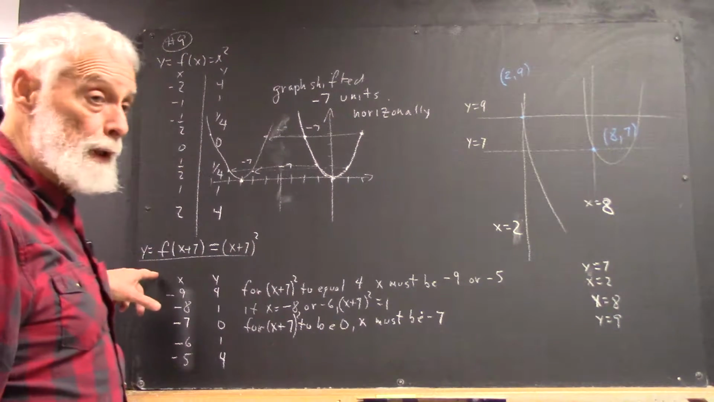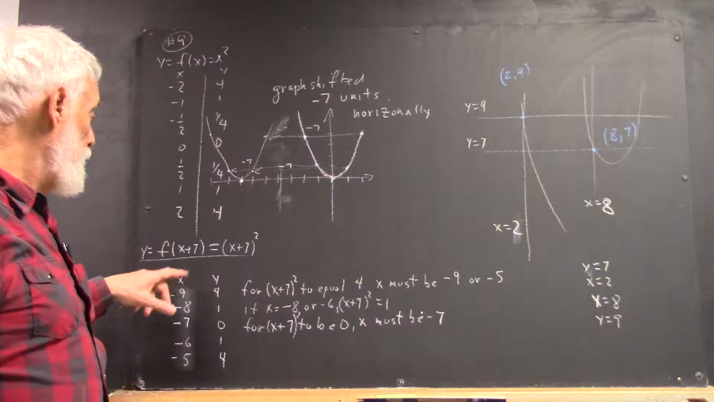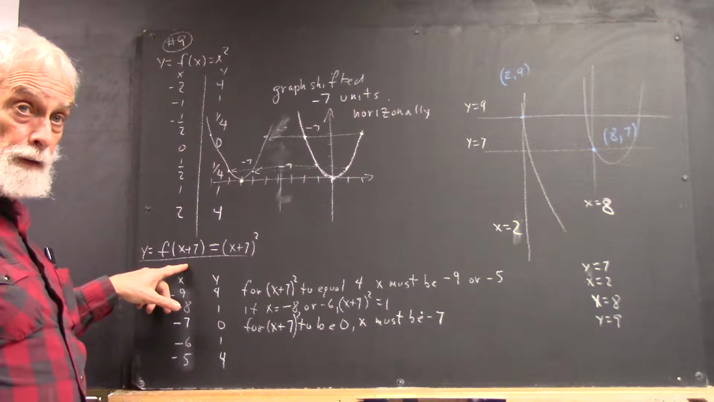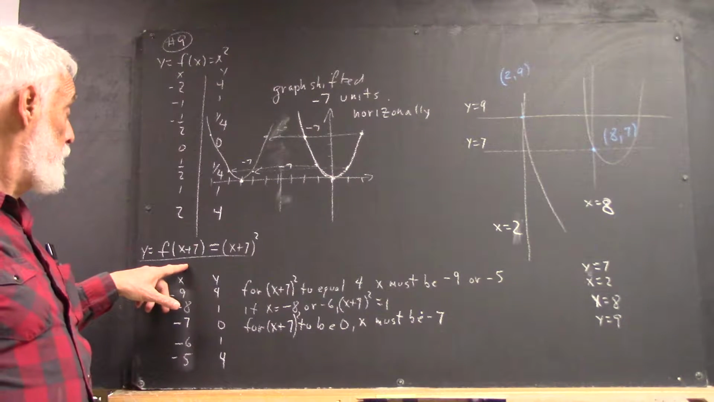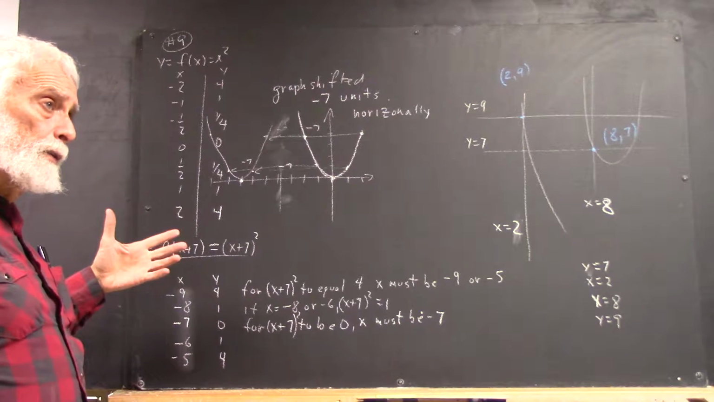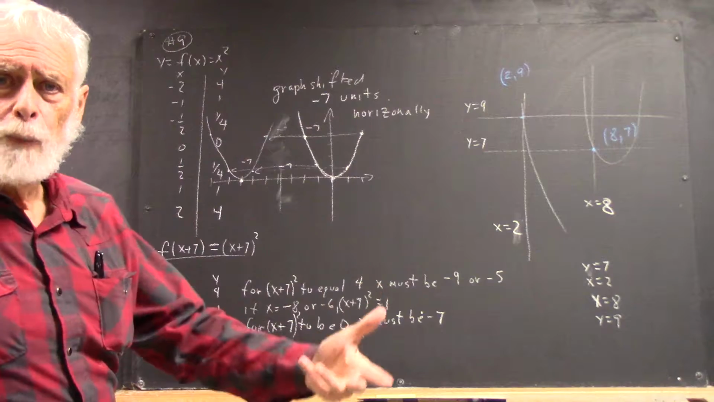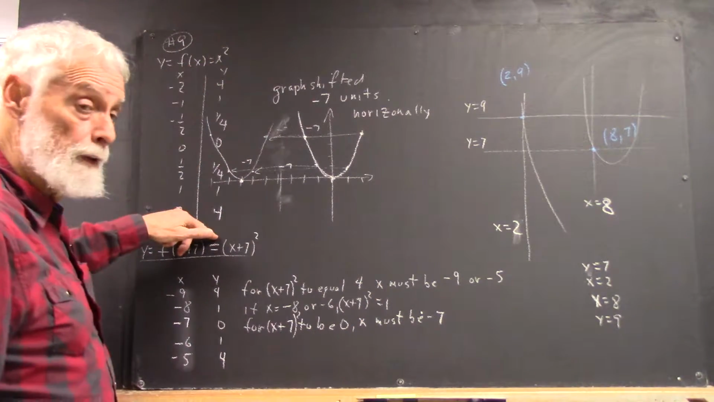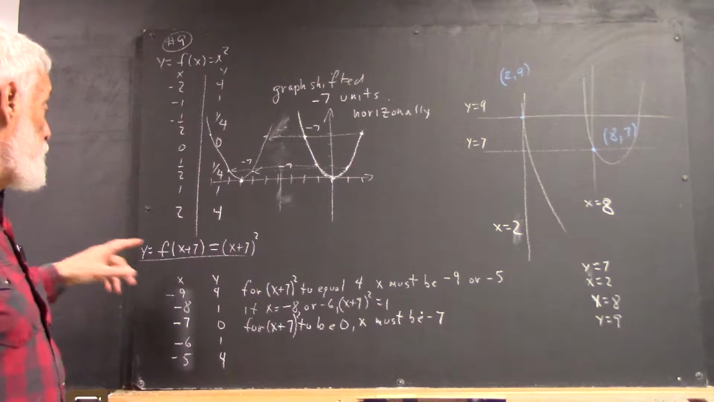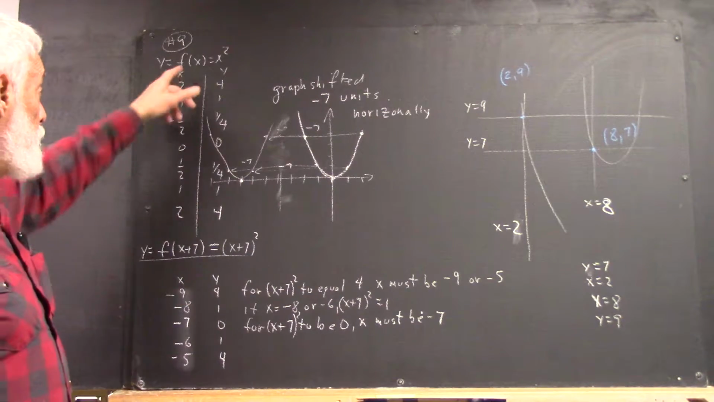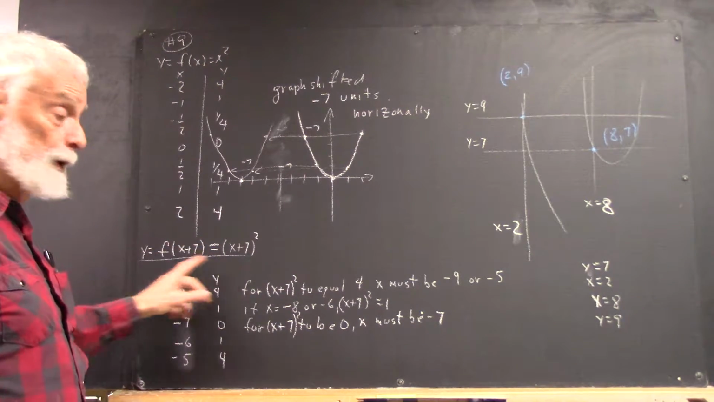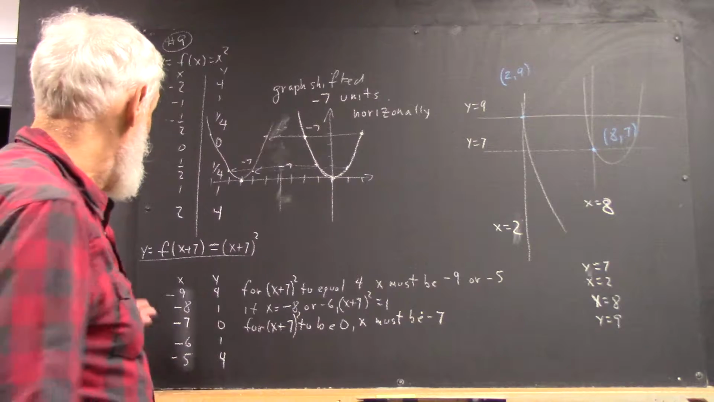Okay, then we make the table for y equals f of x plus 7, with this restriction that we're going to need to manipulate our x values so we get the same y values that we got here. So, what's f of x plus 7? Well, f of x is x squared, so f of x plus 7 is x plus 7 quantity squared.